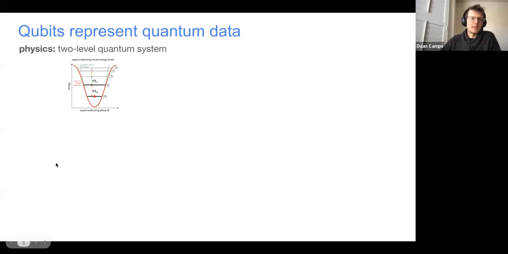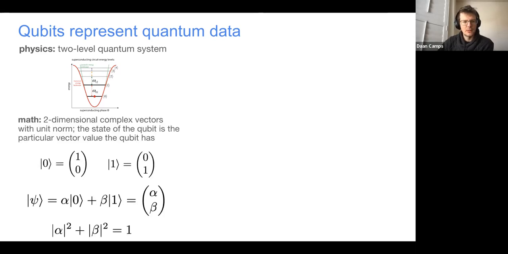In this slide, I want to give an overview of how we would represent quantum data on a quantum computer. We use a concept called qubits for that, or quantum bits. From a physics perspective, a qubit is nothing else than a two-level quantum system. The graph on the slide shows an energy landscape of something called a superconducting qubit, and it shows a lot of discrete energy levels of this quantum system. In a qubit, we basically try to isolate two of them. These are labeled 0 and 1, which are the ground state and the first excited state, and we will use these to store and represent our quantum data.